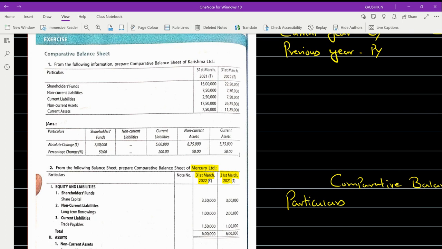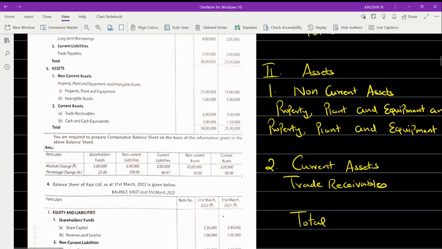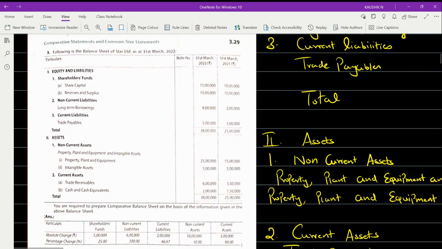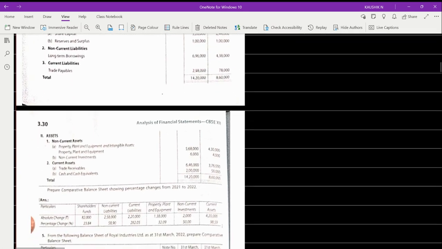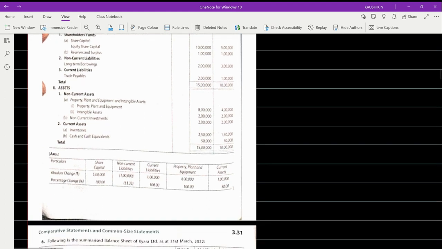Yes, sir. So in the next session, we'll work out the comparative balance sheet for the first one, like how to frame it, and then we'll move on to the comparative P&L. Other problems, if you see, are quite simple. They'll be giving you the balance sheet completely. You have to just do the line by line analysis, like how we did right now.